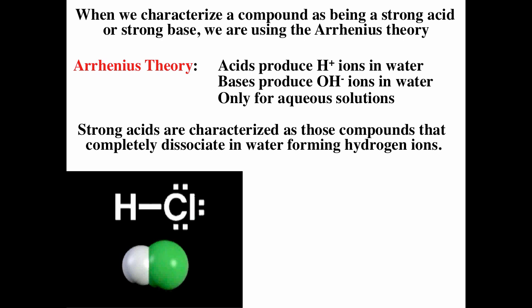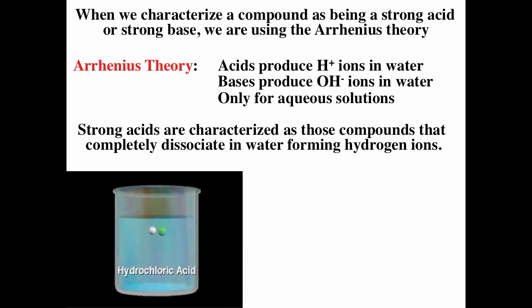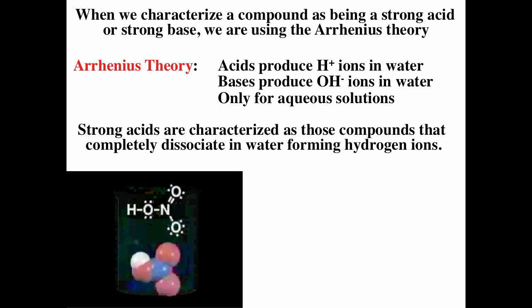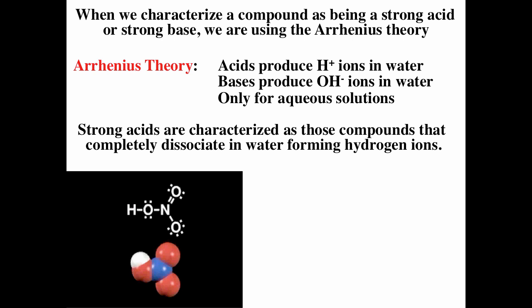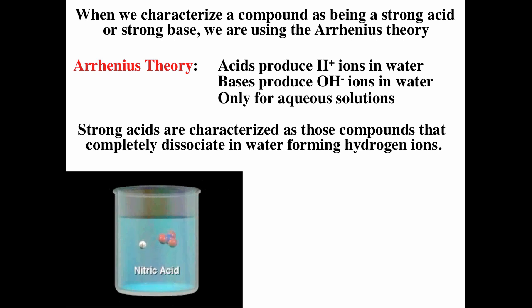Hydrogen chloride is an example of a common and important acid. When hydrogen chloride gas dissolves in water, it forms hydrochloric acid. Hydrogen chloride is very soluble in water and is completely dissociated. It is therefore a strong electrolyte. Nitric acid is another common strong acid. Upon dissolving in water, nitric acid completely ionizes to form an acidic solution. Like hydrogen chloride, nitric acid is a strong electrolyte.